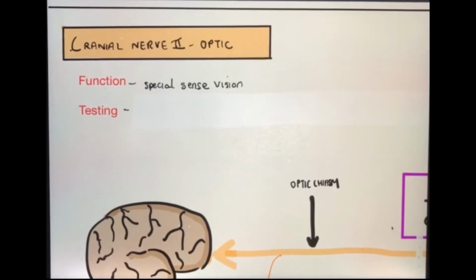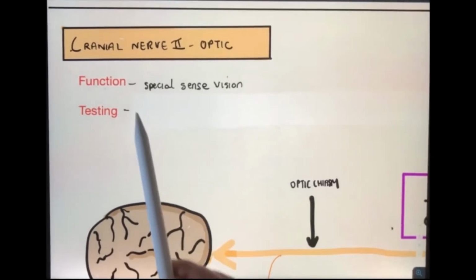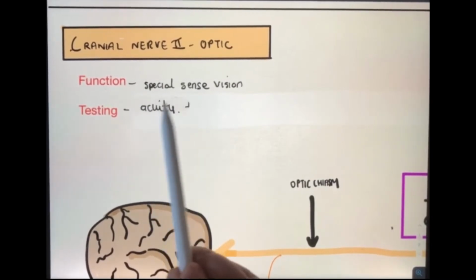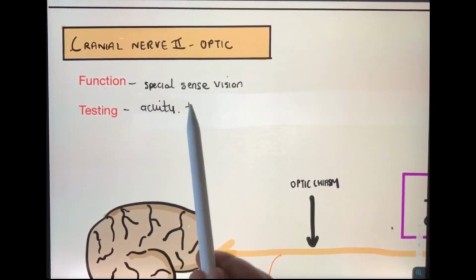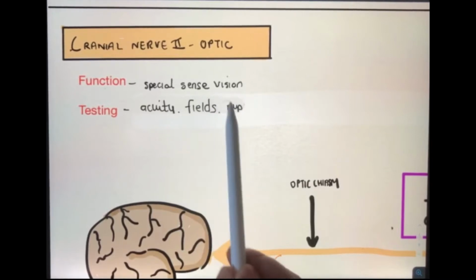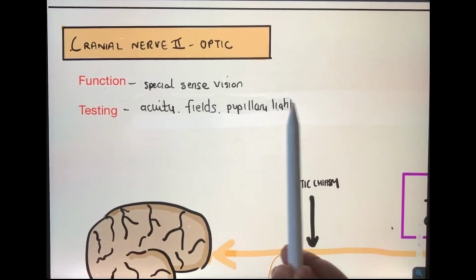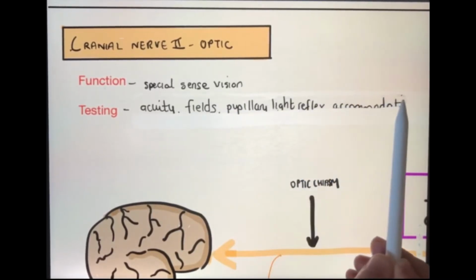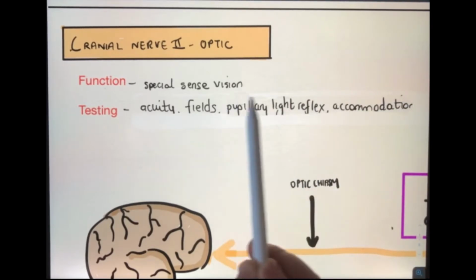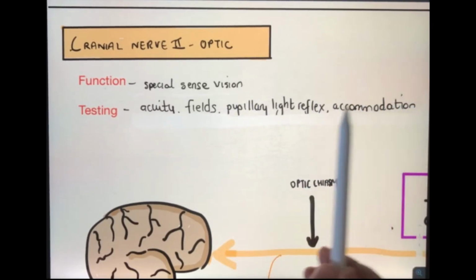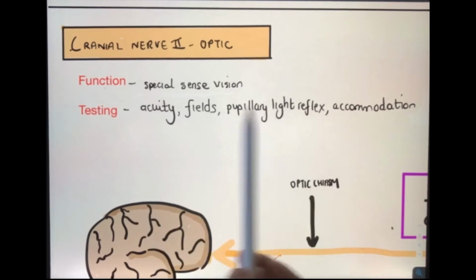So the optic nerve, we know, carries our special sense of vision or sight, and there are a number of things that we do to test optic nerve function. So we test visual acuity, don't we, using the Snellen chart. We test our visual fields by confrontation, and we also do a number of important reflexes that use the optic nerve as the afferent limb, so our pupillary light reflexes and our accommodation reflex.